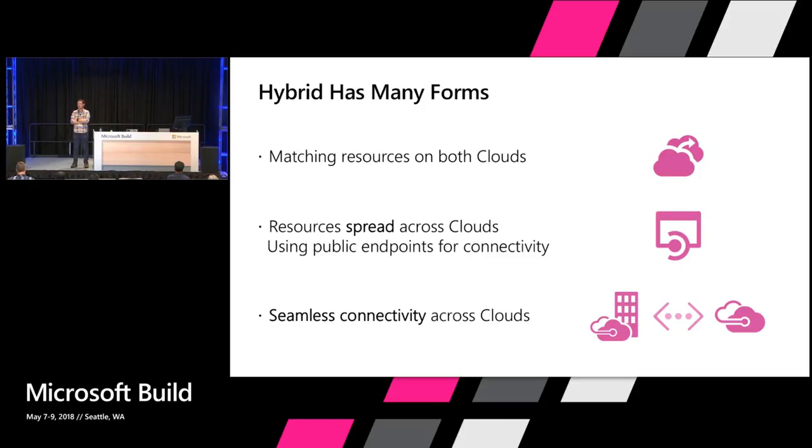Matching resources in both clouds. What does that mean? Remember my first example, the consistency? The consistency example was exactly that. What I did was the deployment on both clouds. OK. Where can I use that type of deployment, where is it applicable?